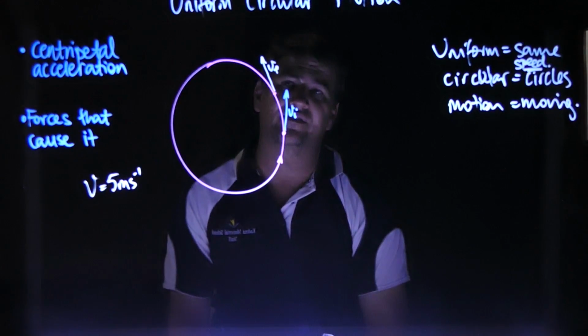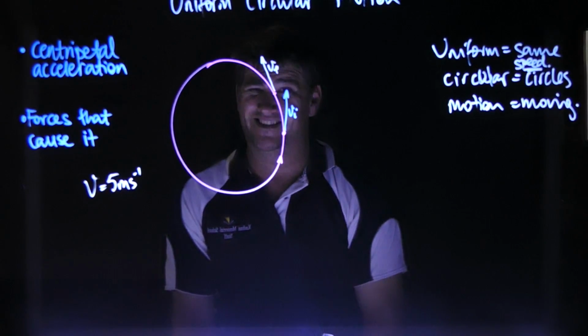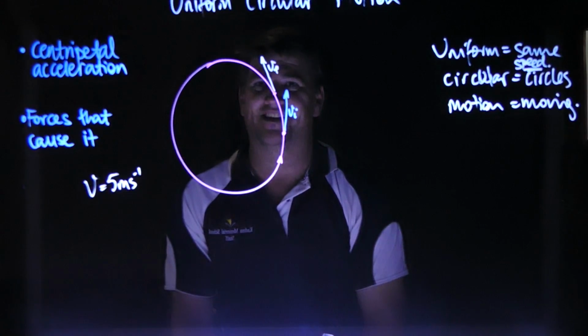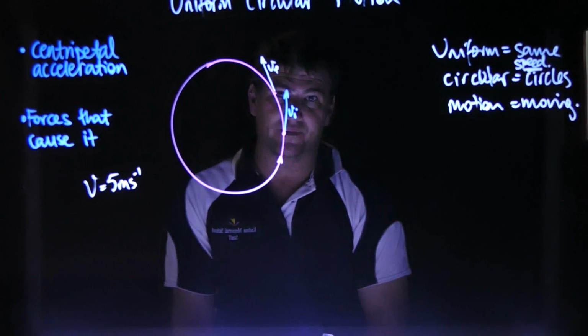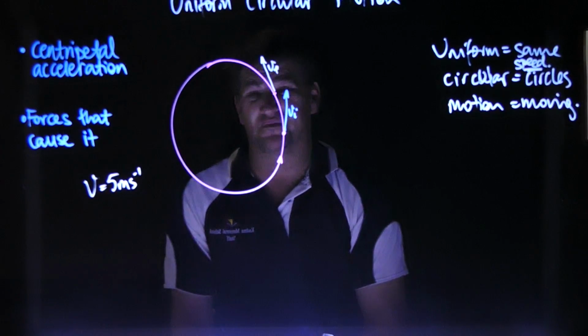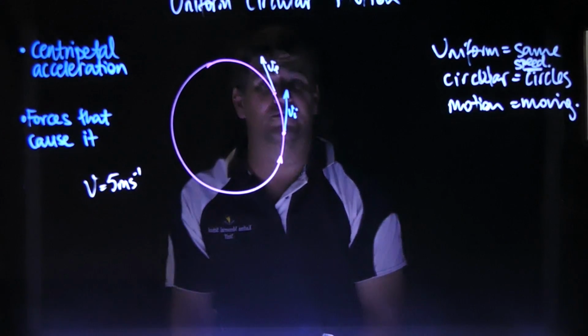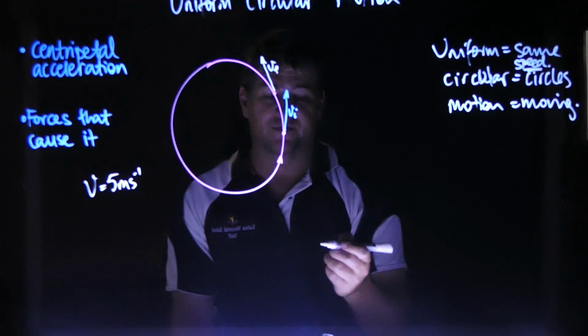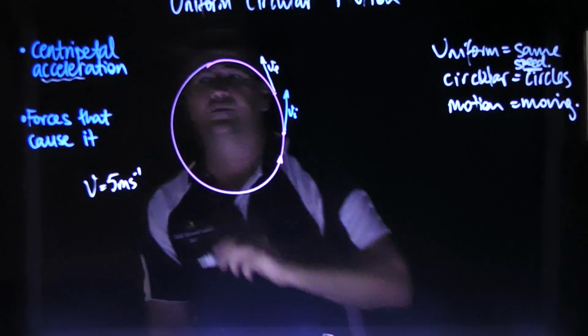You'll notice that the length of those arrows, they're the same. Let's just say they are. So those two arrows are the same length, which means it's going at the same speed. They're different directions because they're different velocities. They're two different points in the circle. So that means that it's going to have some sort of acceleration.